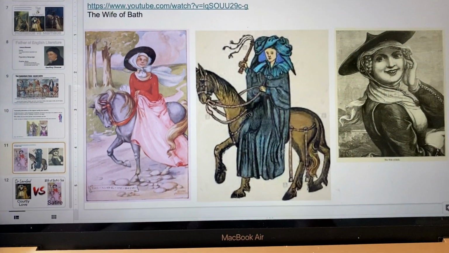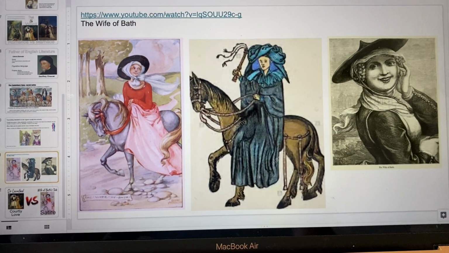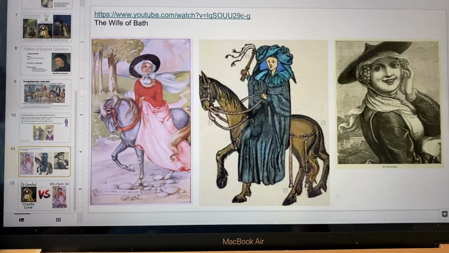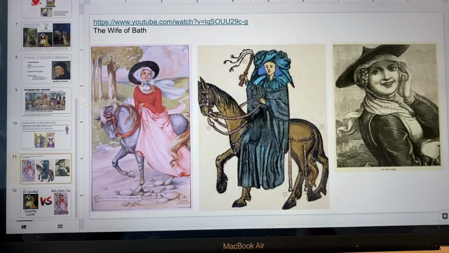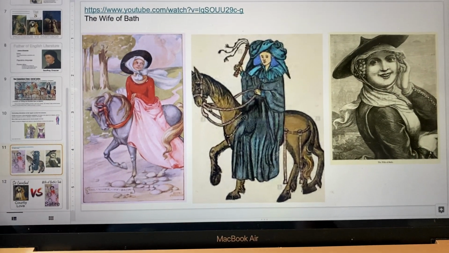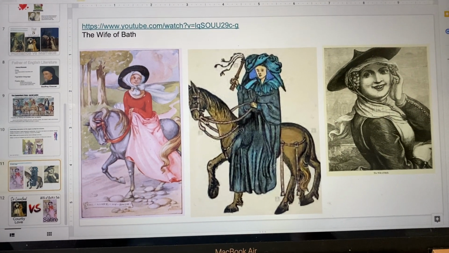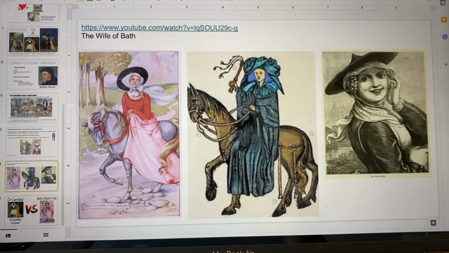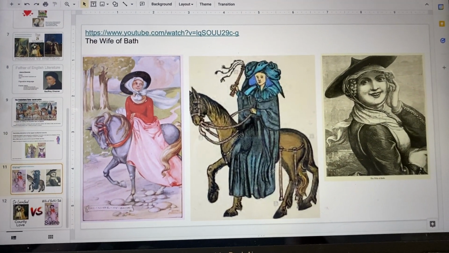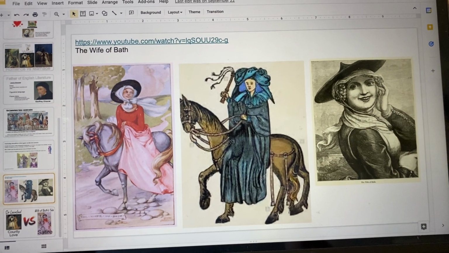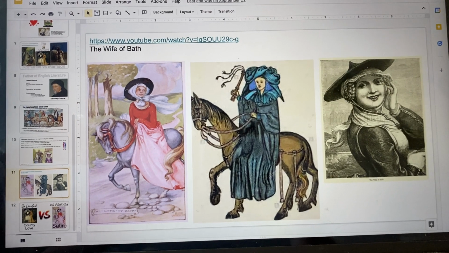She tells the story about the knight who does not do anything to act chivalrously, and he has to go try and find out, what do women want? And he finds out at the end, women want to be treated like people. Women want a voice. Women want power. Women want a say. So Chaucer is pointing out all the things that these women actually don't have. He's saying, you guys live in a fantasy world if you think you have a voice. You don't.